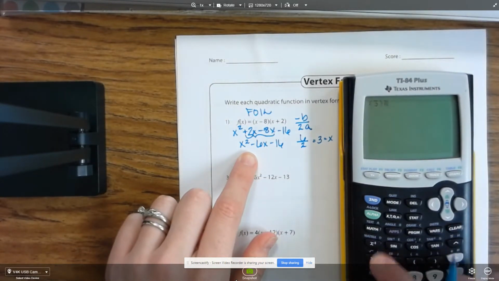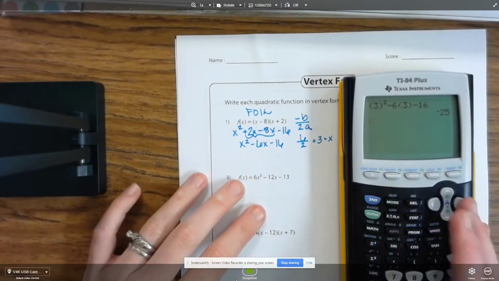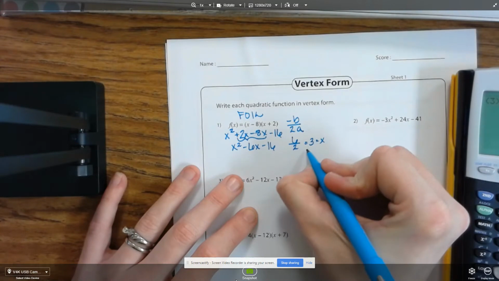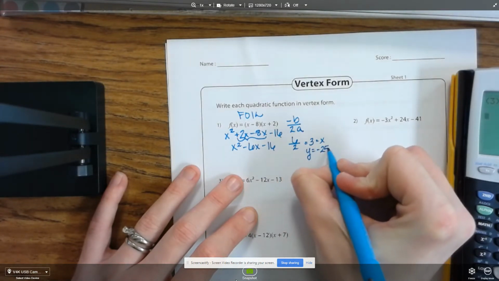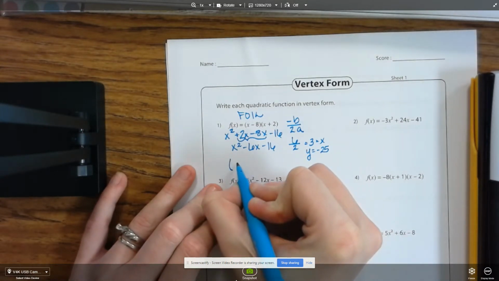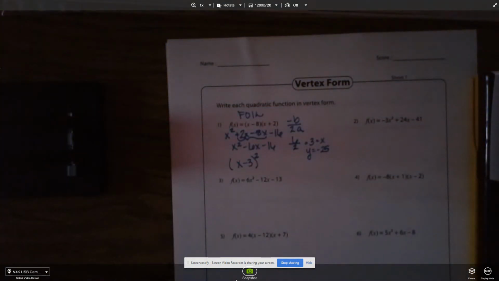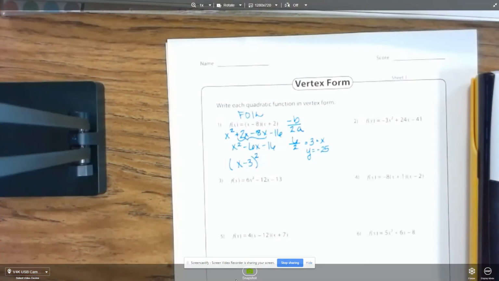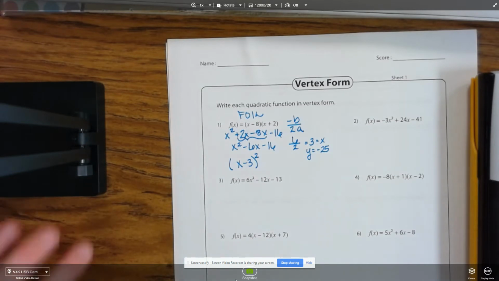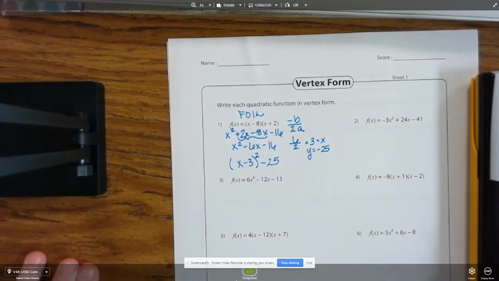So I would have 3 squared minus 6 times 3 minus 16. So my y is going to be negative 25. So now I can write this in vertex form. So it would be (x minus 3) squared. So remember, this is a positive 3. I have to make it a negative 3 there. Sorry, guys. And then the k, we just tack on to the end.